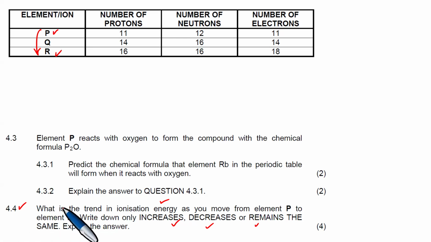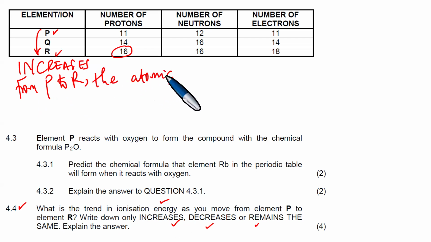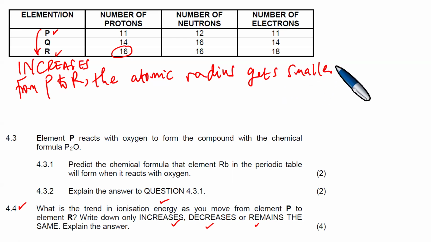So in 4.4, we can see that the ionization energy increases, and we're going to explain why that is the case. They said write down increases, so you can write increases. Then you explain that from P to R, the atomic radius gets smaller.